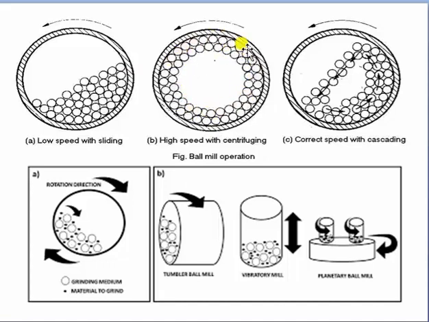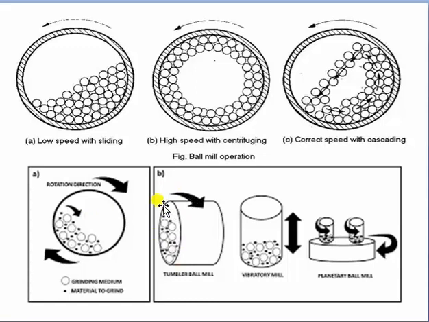Here, the balls and your samples both are moved. In case of correct speed with cascading movement, the balls move like in this shape, and your samples also move with this. So impact and attrition both forces are applied. This is the case of rotation. The samples move with the balls, like in this case.